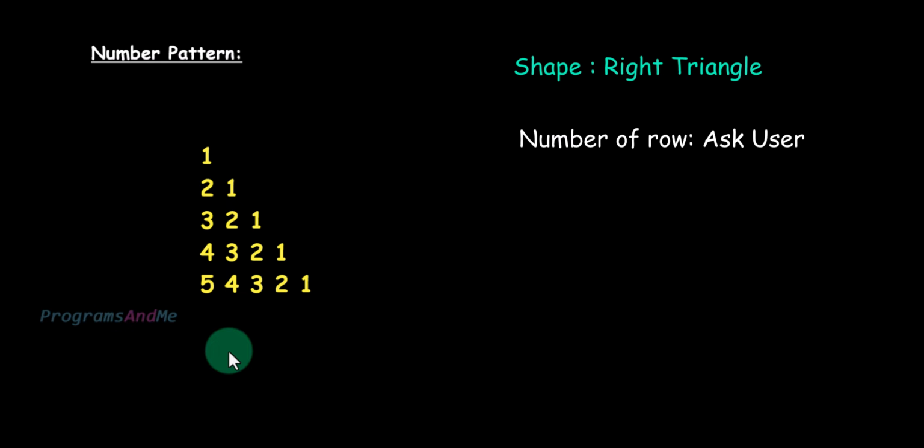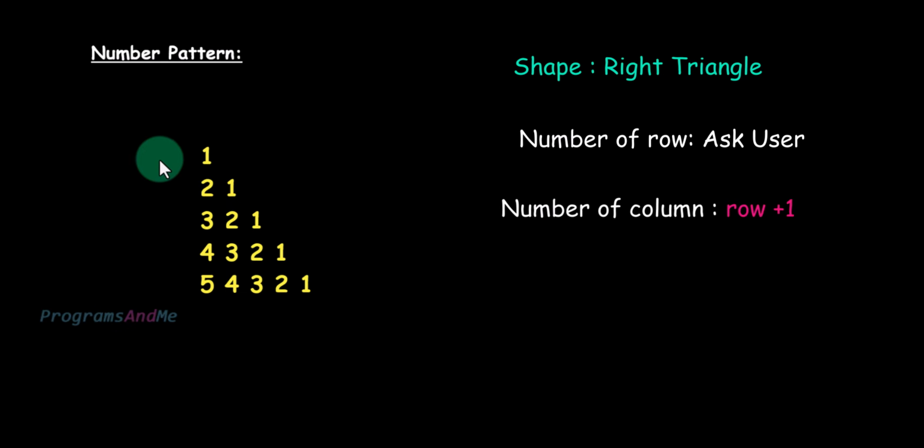And for the number of columns we'll use a formula, that is row plus 1. Because when row is 0, we need one column. And when row is 1, we need two columns. When row is 2, we need 3 columns. So when row number is 3, we need 4 columns. So that's why I'll take the number of columns we need in our output as row number plus 1. Alright.